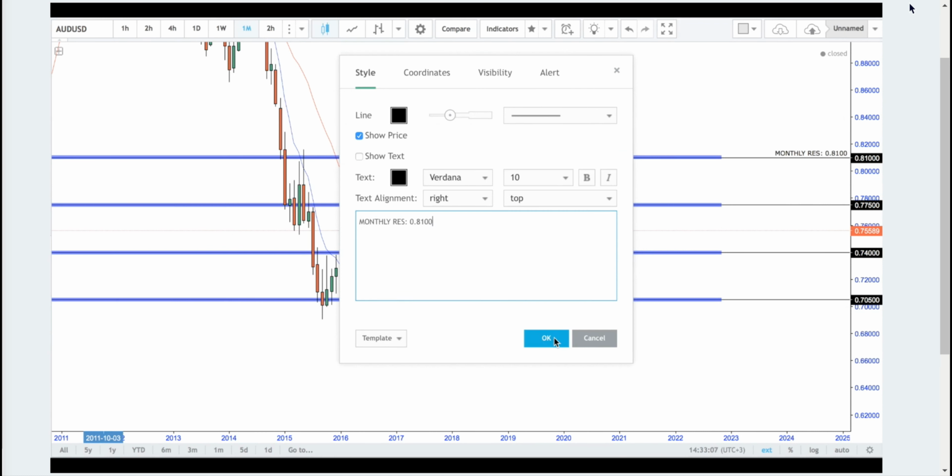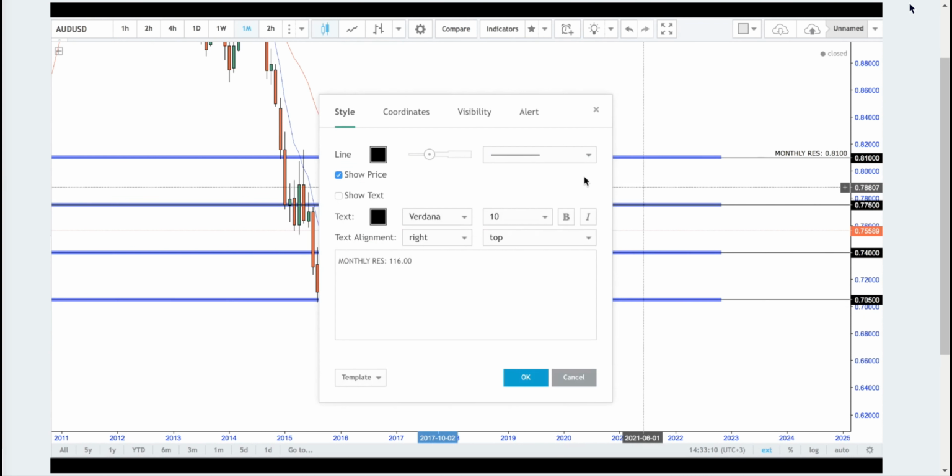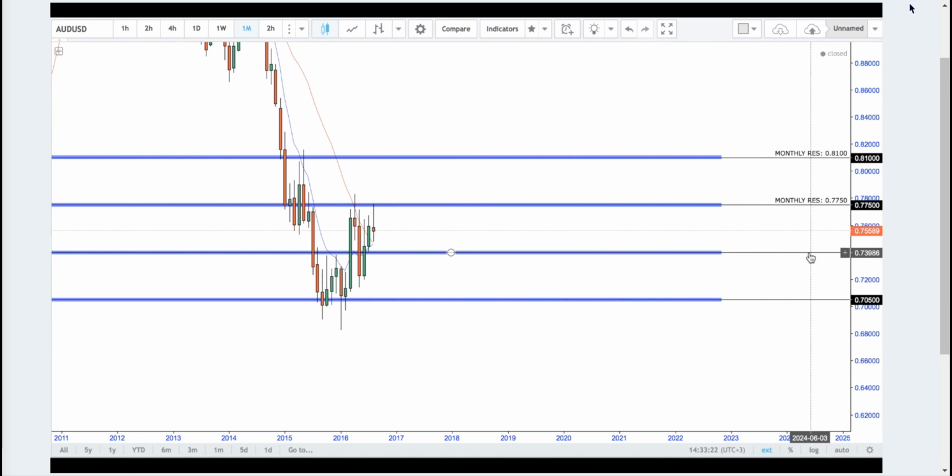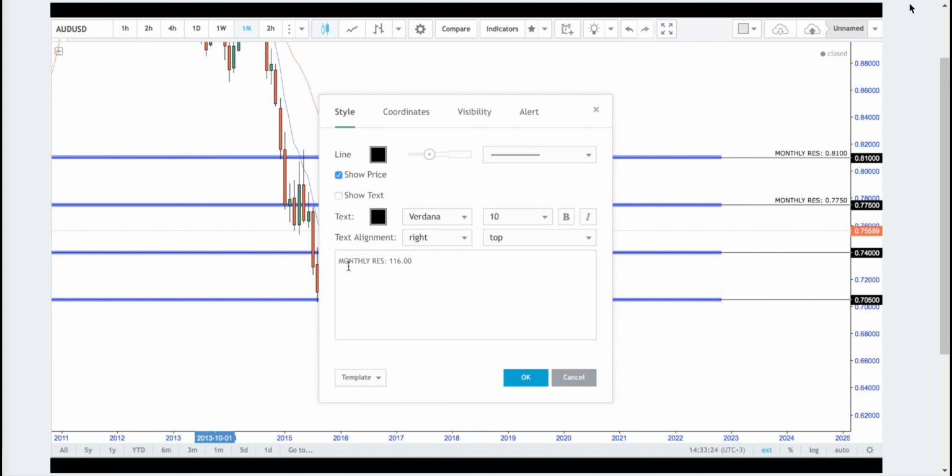Okay, then we go to the next one. Show text. This is monthly resistance, 0.7750. Okay, that one's done. And by the way, guys, I always like to have this in capitals. So it's monthly RES for resistance and SUPP for support. As so, SUPP.